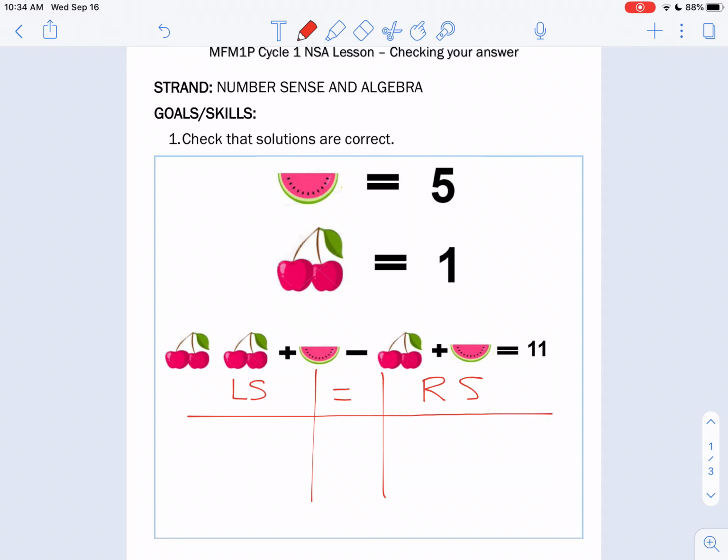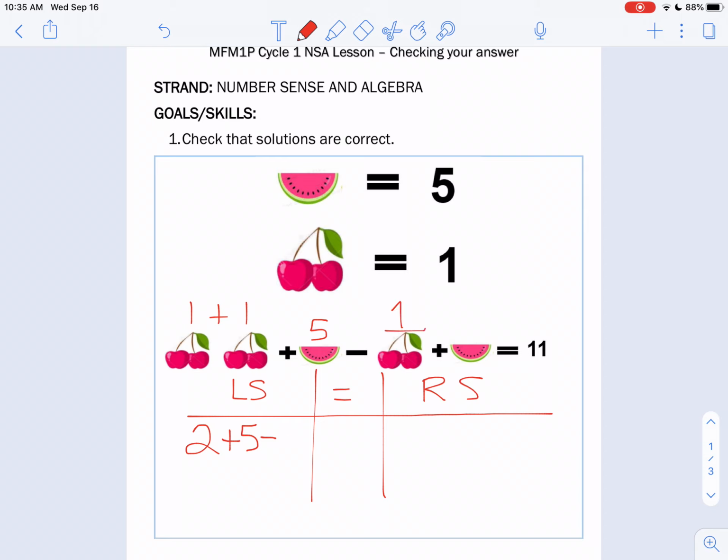So we've got two sets of cherries, two groups of cherries. So each cherry is really worth a half, but we've got 2 together is worth 1 and another 1. So 2 total, because this is 1 and that's 1. Plus, we've got a watermelon. A watermelon is worth 5. And then we need to subtract 2 cherries, which is worth 1.